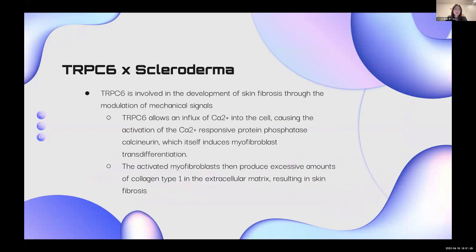So TRPC6 allows the influx of calcium into the cell, and this causes the activation of the calcium-responsive protein phosphatase calcineurin, which itself induces myofibroblast transdifferentiation. And the activated myofibroblasts then produce excessive amounts of collagen type 1 in the extracellular matrix, resulting in skin fibrosis.